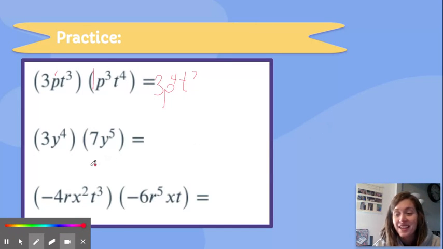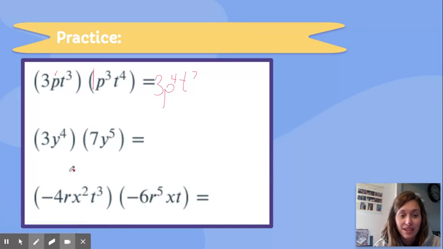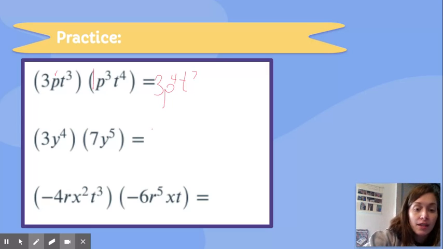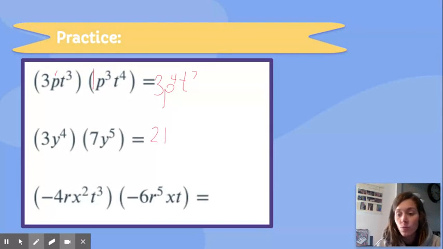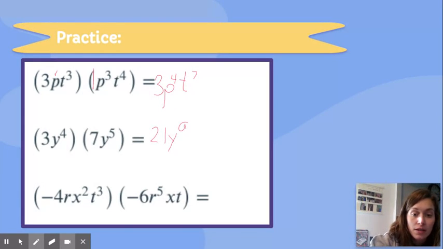Okay, so let's see how you did on the next 2. So we multiply the coefficients. Think multiply the big numbers, add the small numbers. So we do 3 times 7, and that gives us 21. And then we have y to the fourth times y to the fifth. So 4 y's and 5 y's gives us a total of 9 y's. So we now have 21 y to the ninth.